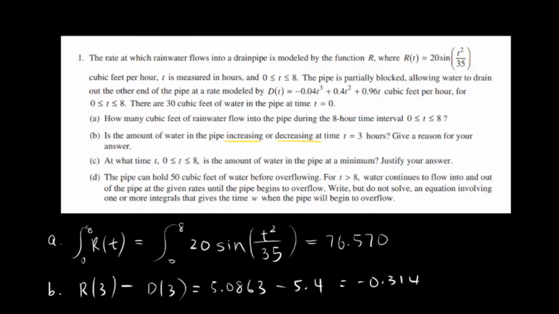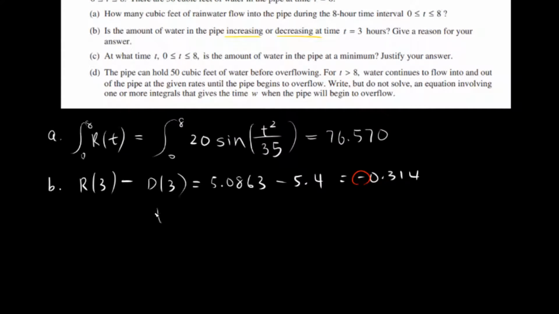Because the net rate of change that we found is negative, that must mean that there is more water being lost than there is being gained at time equals 3. So therefore we can conclude that the amount of water at t equals 3 is decreasing.